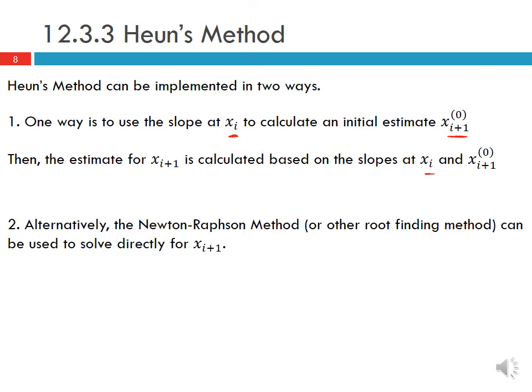The other option is to use the Newton-Raphson method or another root finding method at each time step to solve directly for x_{i+1}, which, as we saw, makes it an implicit method like the implicit Euler method. Here, we will only adopt the first method, where we calculate an intermediate value.